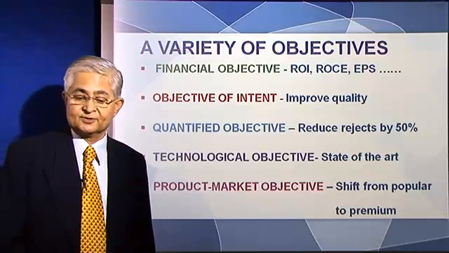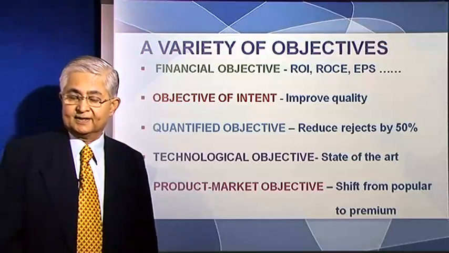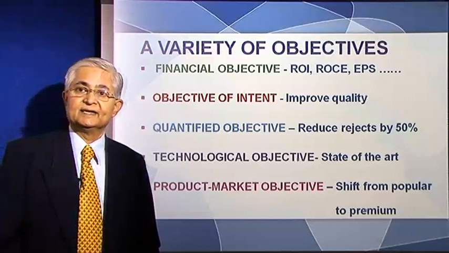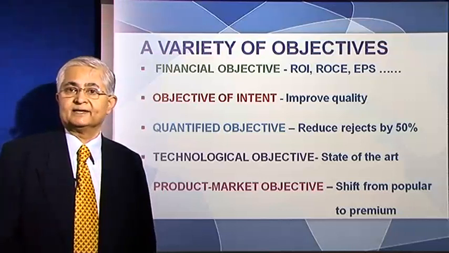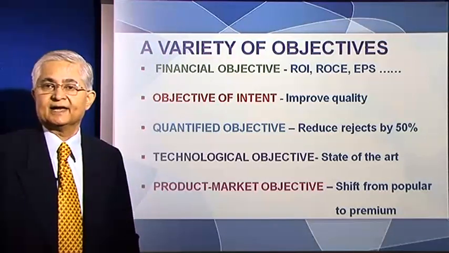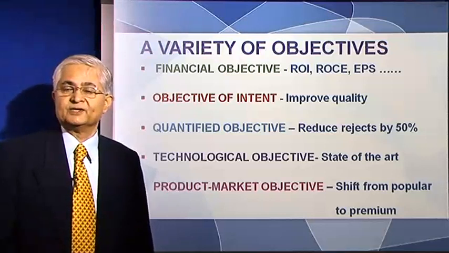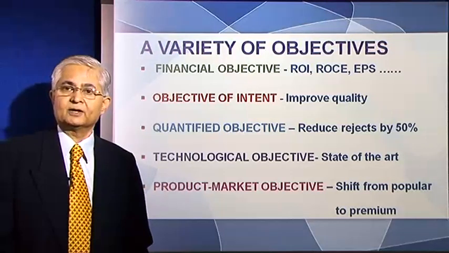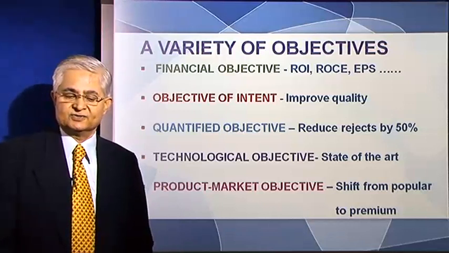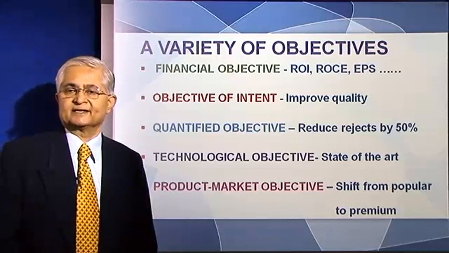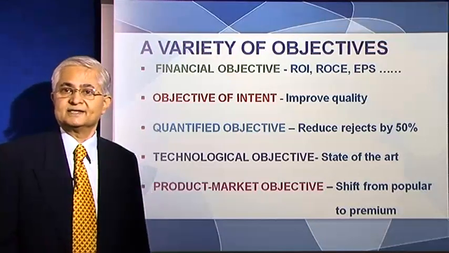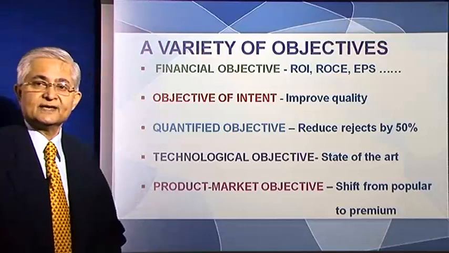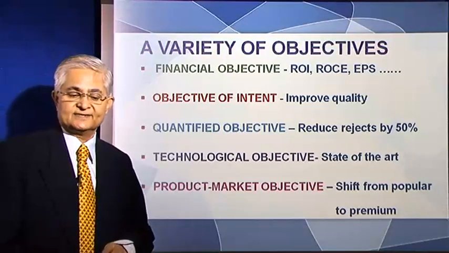We could also talk in terms of a product market objective. A product market objective could be stated in terms of what is the part of the market spectrum that the company is trying to address. For instance, a company like MRF, which was initially concerned with popular cost-effective tires, took a decision to shift its product market objective to premium, high-quality tires. Now, this is a product market objective. So, another aspect of objectives is that objectives are of various types.